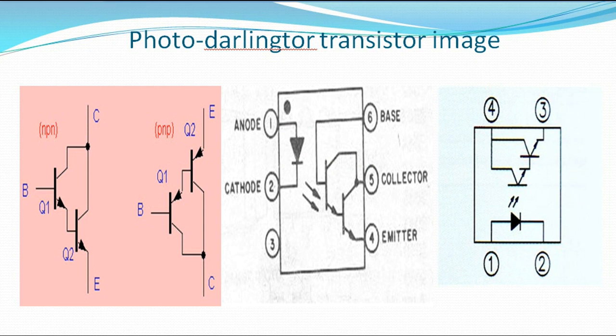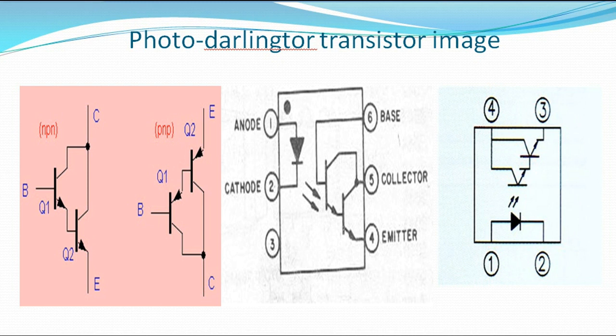Photo Darlington transistor image. Here we have NPN, here we have PNP. This is NPN. NPN has an arrow pointing down here, while PNP has an arrow going backward here. So that is the difference, if you use this arrow to differentiate the NPN and PNP.